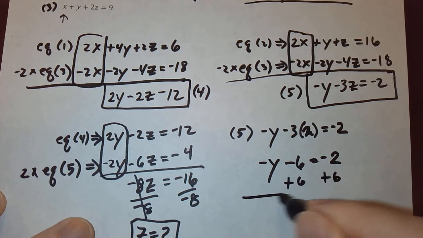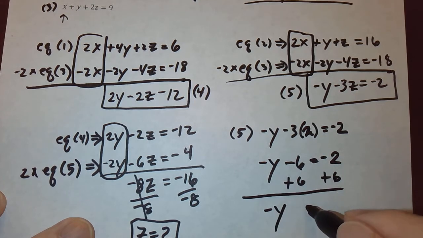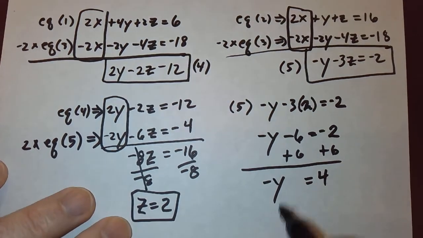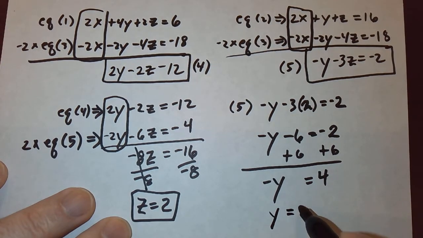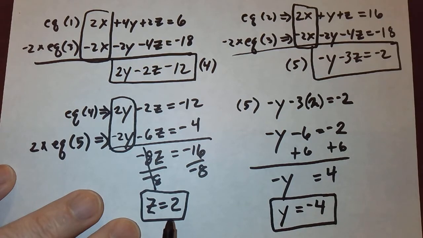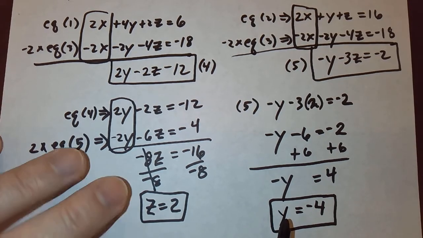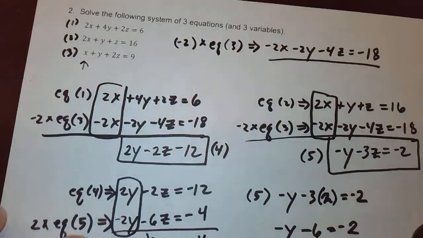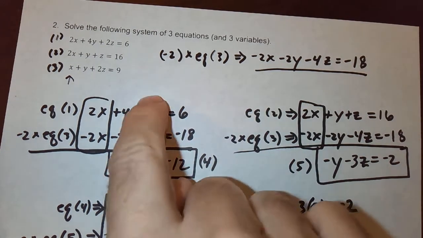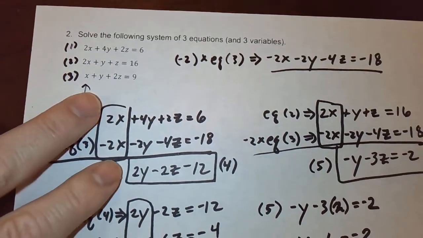Adding 6 to both sides, we get negative y equals negative 2 and 6 is 4. Well, if negative y equals positive 4, multiply both sides by negative 1, we would get y equals negative 4. Okay, so we're 2/3 done. We've solved for z, we've solved for y. Now we have to go back to any equation on this paper that has x, y, and z in it. We could use this. Let's go back to one of the originals.